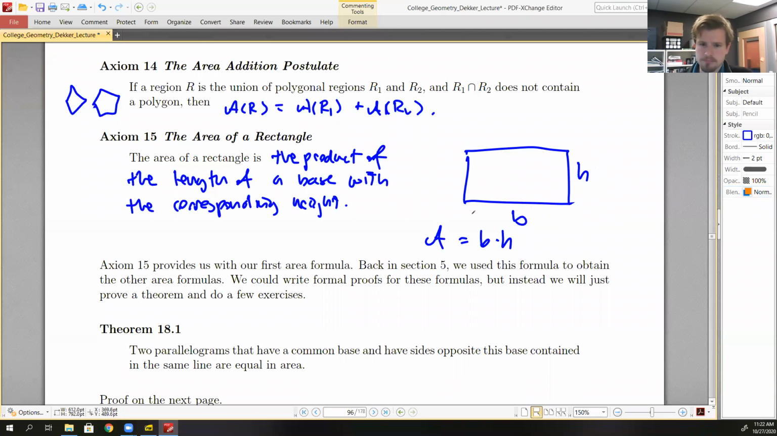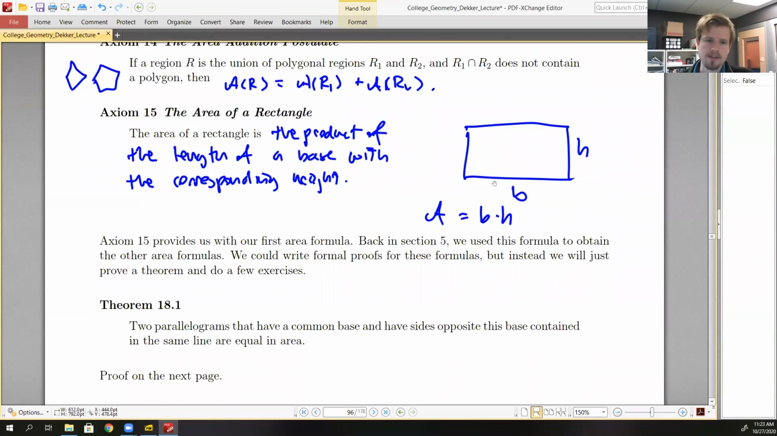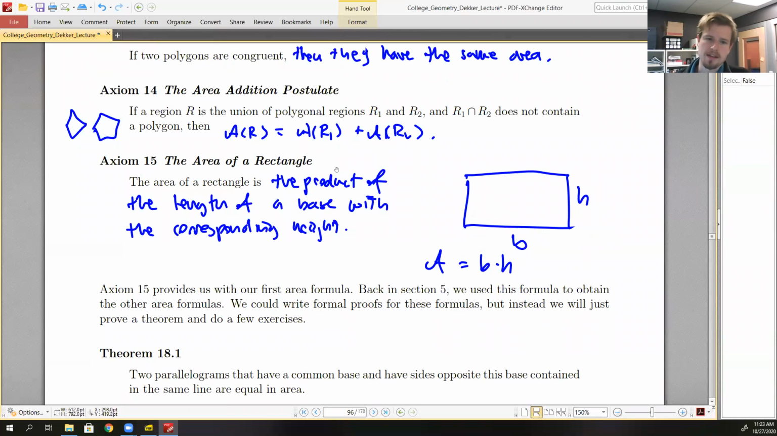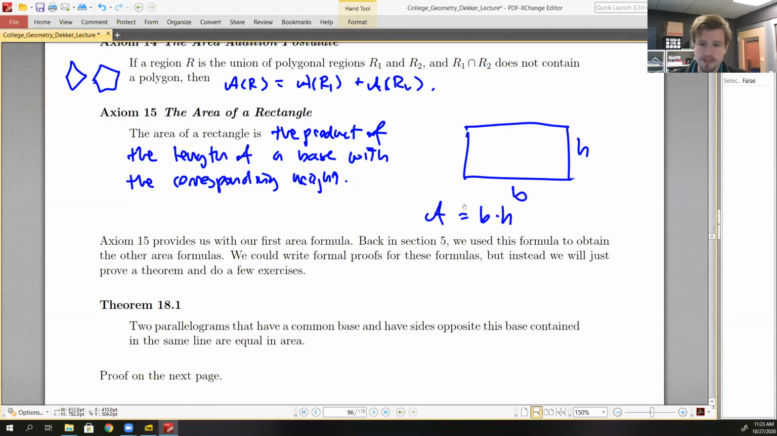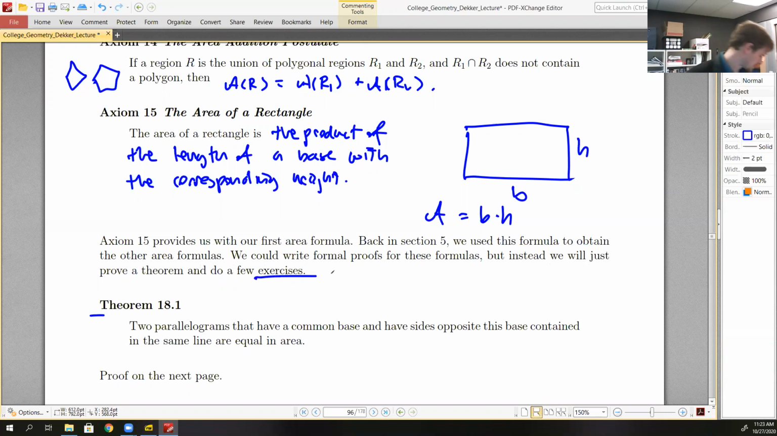So that's no surprise. Now, previously, once we had the area of a rectangle, we went through and we looked at the areas of triangles, trapezoids. I can't remember what all we looked at, but we looked at several different things. We're not going to do that at this time. We're simply going to take a look at a single proof, and then I believe that there are other areas left to be calculated in the exercises.